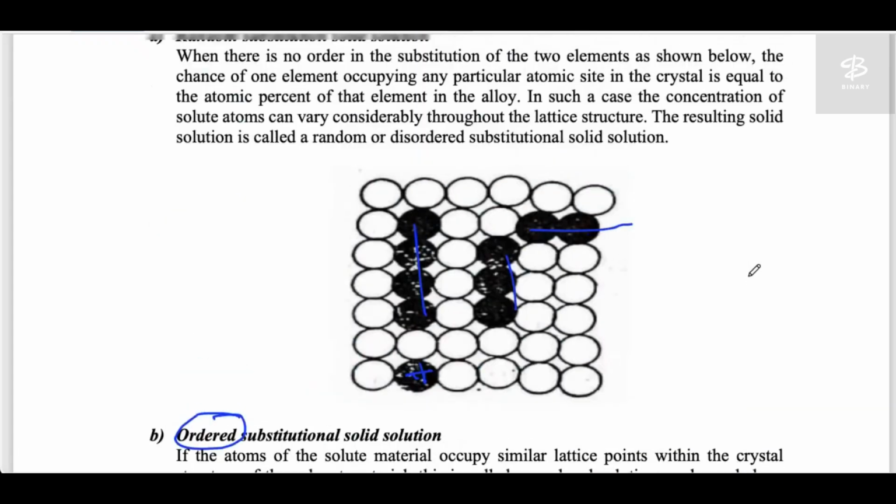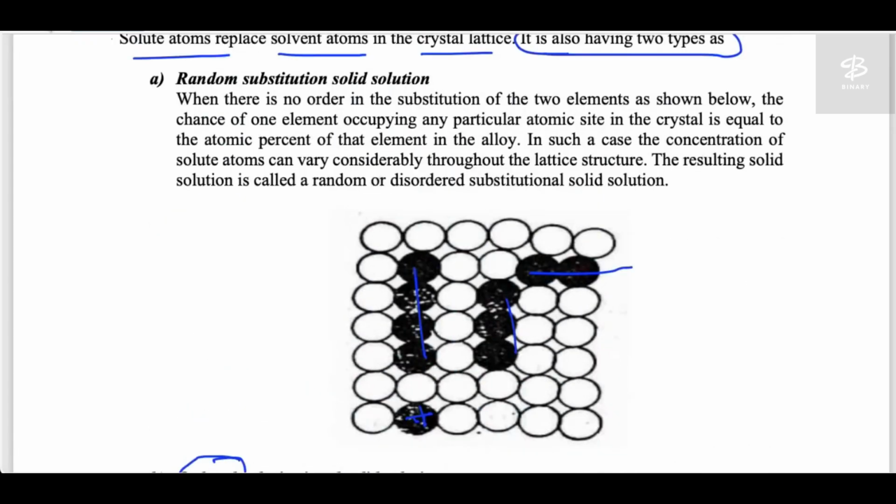If we go to the definition, when there is no order in the substitution of two elements as shown below, the chance of an element occupying any particular atomic site in the crystal is equal to the atomic percent of that element in the alloy. In such a case, the concentration of a solute element can vary considerably throughout the lattice structure. The resulting solid solution is called a random or disordered substitutional solid solution.